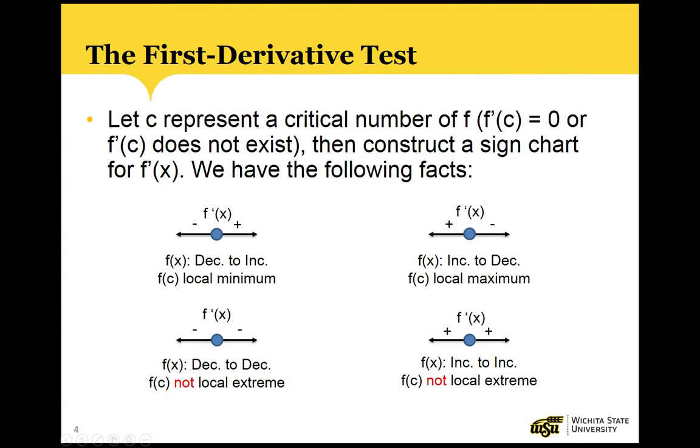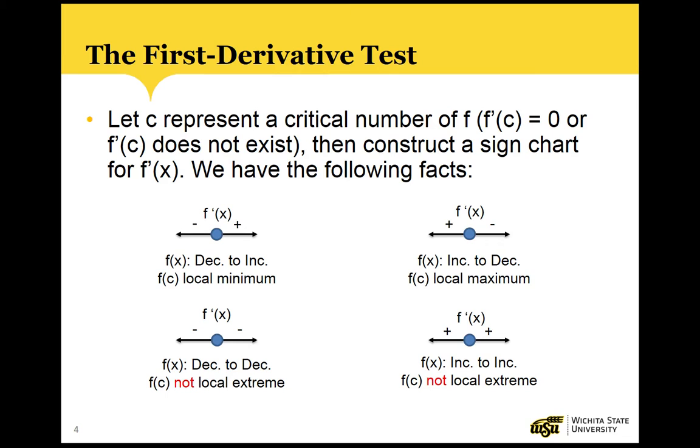Here we have some examples. We're going to have c representing a critical number of the graph of f, to where either the derivative at c is equal to 0, or the derivative at c does not exist, and then we construct the following sign charts for a function f prime. We have the following facts. If the function switches from decreasing to increasing, which means that the first derivative switches from being negative to being positive around the point c, then f of c is going to represent a local minimum.